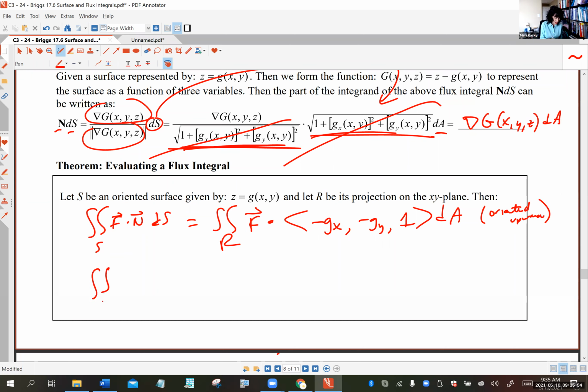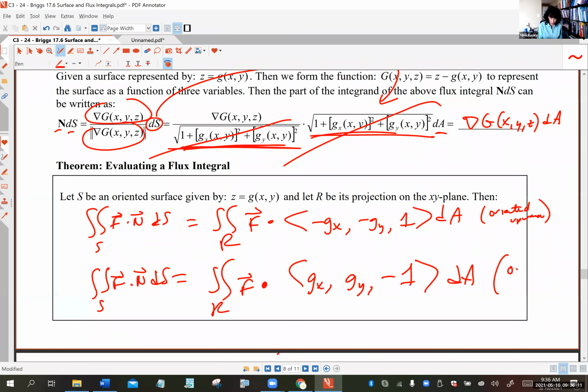But if they wanted you to orient down, just because you may have some really weird problem, and I'll do one sometime this week. If you are figuring out a flux oriented in the opposite direction, you'd have positive gx, positive gy, -1 dA. And this is for if your surface is oriented downward. And sometimes it is, but it's more rare. And that's it. That's evaluating a flux integral.